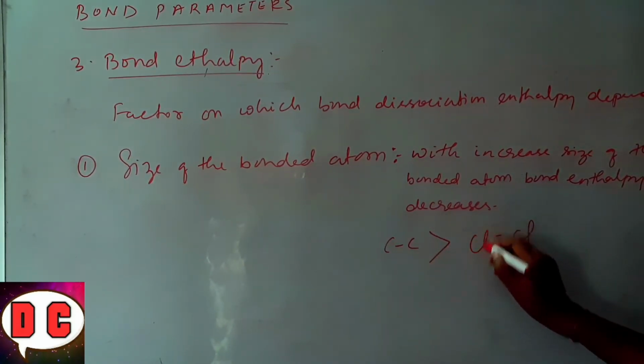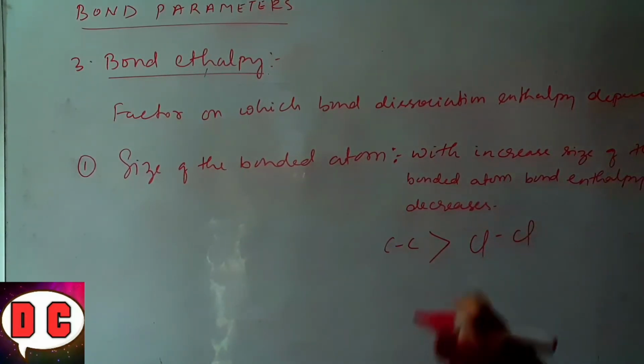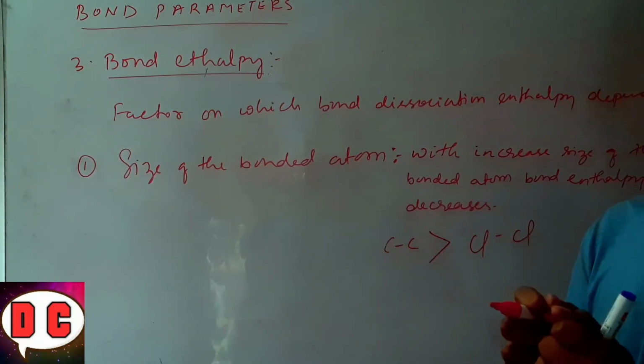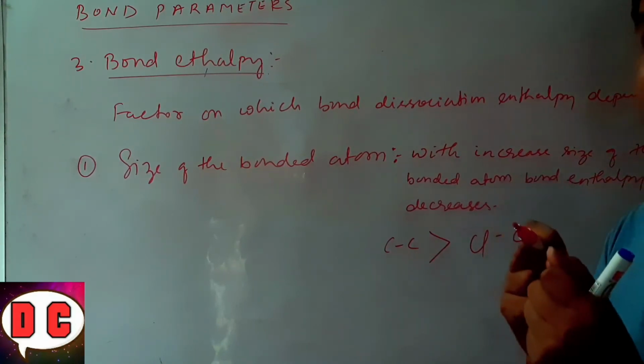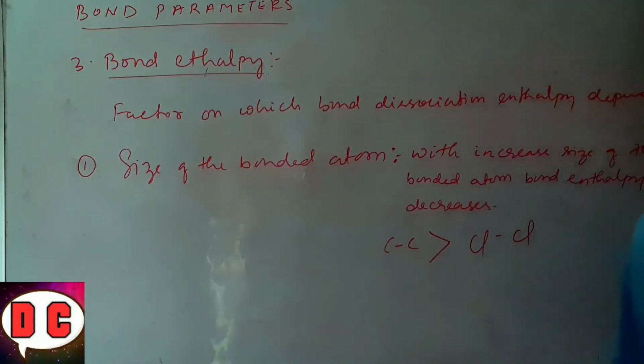Because chlorine's size is bigger, the attraction between the electrons and the nucleus will be less, whereas the carbon carbon size is smaller, so the attraction between the electrons and the nucleus will be more. As a result, you have to apply more power to take out the electrons. Okay, fine. So the second factor is what?